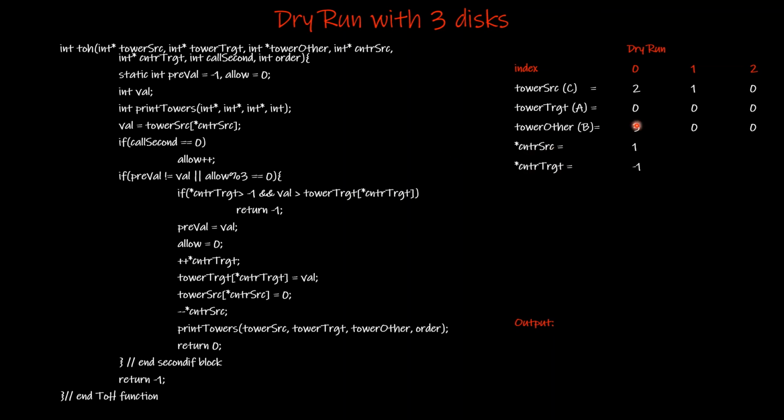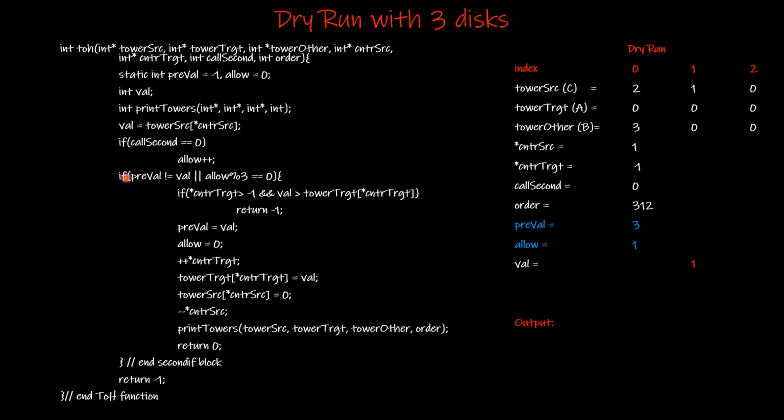There are no values in A, that is why -1. Call second is equal to 0. Order is 3, 1, 2. Previous value is 3 from the previous function. Allow is equal to 1, again from the previous function. Val is created, then print tower is declared, while val is assigned the value of tower source at counter source, which is this value, so val becomes 1.